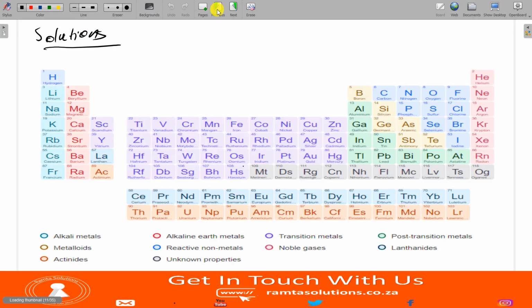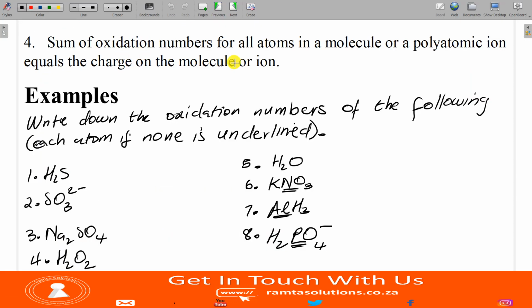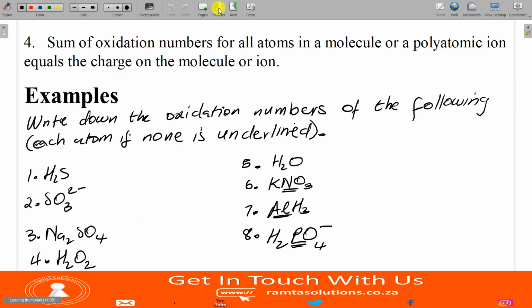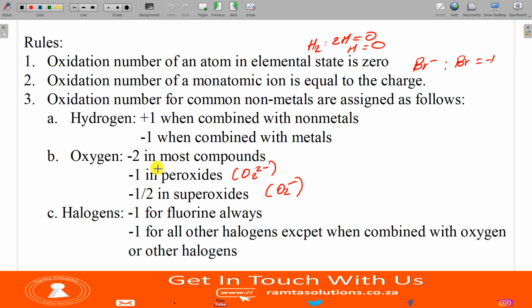Remember the rule: the sum of oxidation numbers for all atoms in a molecule or a polyatomic ion equals the charge on the molecule or ion. This is what we did for the first question as well. The oxidation number of oxygen is -2. Remember the rule: oxygen in most compounds is -2, in peroxide it is -1. Let's go.